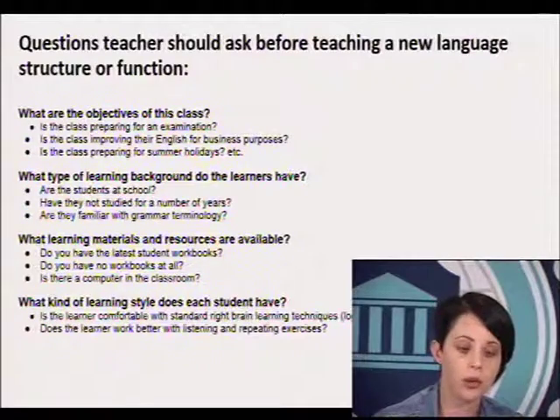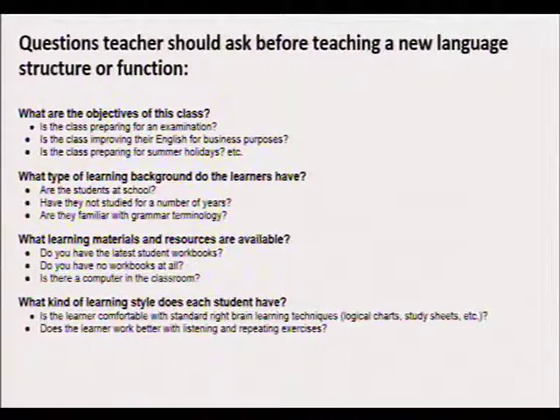The fourth question, what kind of learning style does each student have? This is very important because you need to first determine how the students learn best. Are they visual, auditory, or kinesthetic learners? Because if a student is kinesthetic, which means they have to move around, they have to touch things, they have to feel the equipment in their hands, then they will not be able to learn thoroughly if you are just giving it orally and they have to listen.